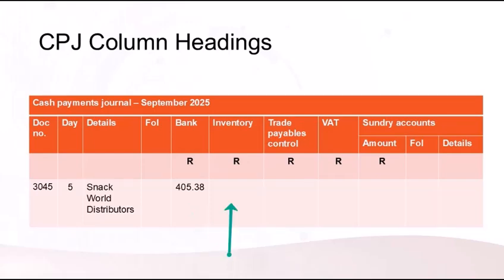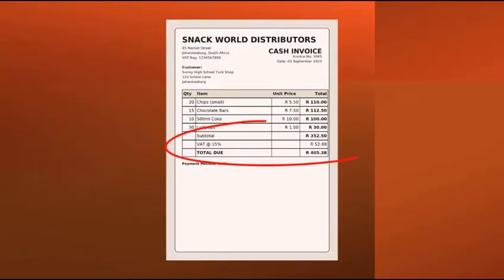Our next column heading is inventory. Now, inventory is something that we purchased to sell. So that is exactly what we did from Snack World Distributors. So we will have to go and search for the amount that we need to record in our inventory column. Okay, so on our invoice, we have the subtotal, the value added tax, and the total due.